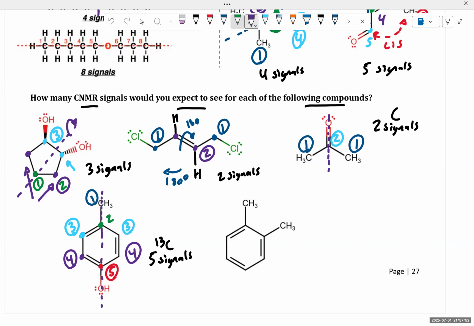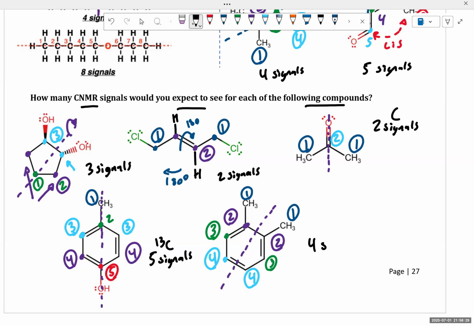For this last compound, again, there's a clear plane of symmetry. That in turn means these two methyl group carbons are equivalent. Likewise, these two carbons are chemically equivalent. These two carbons on each side of the plane of symmetry are equivalent. And these two carbons are equivalent. Thus, we would expect to see a total of 4 signals.